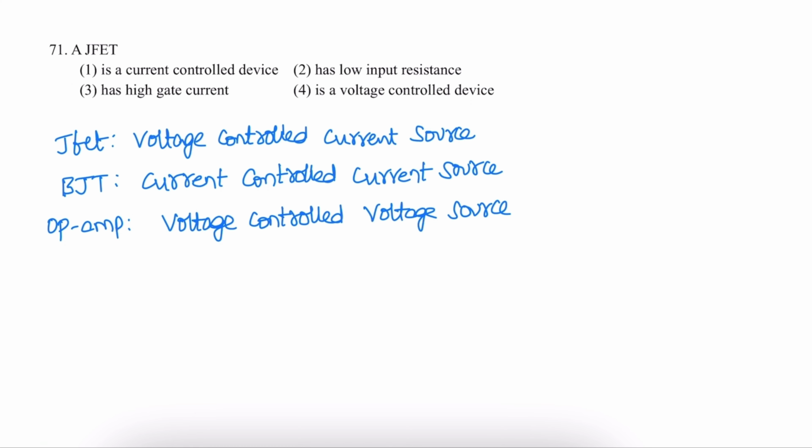Next question. JFET is a voltage controlled current source. The input voltage controls the output current. BJT is a current controlled current source. The input current controls the output current. An operational amplifier is a voltage controlled voltage source, VCVS. The input voltage controls the output voltage. So the correct option is 4. JFET is a voltage controlled device. BJT is a current controlled device.